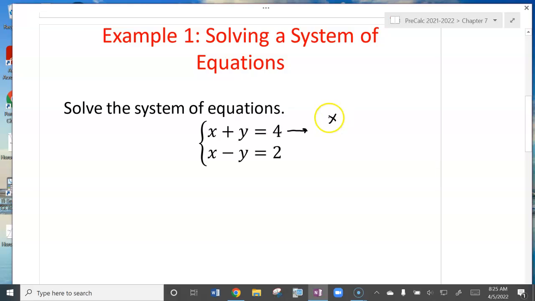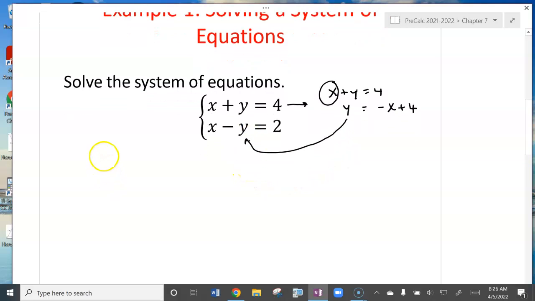So I'm starting with x plus y equals 4. I want to get y all by itself, and so to do that, I need to take care of that x that's in there. So I'm going to subtract x from both sides. That leaves me y equals negative x plus 4. Now I'm ready to plug this y into my next equation. So I'm going to take this, and I'm going to plug it in right there.